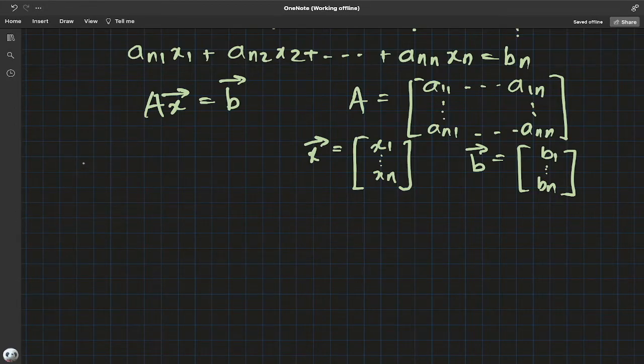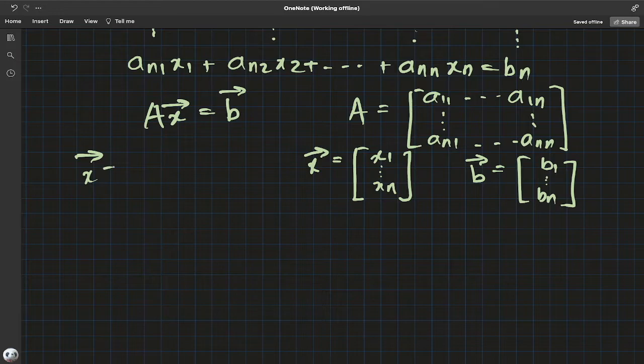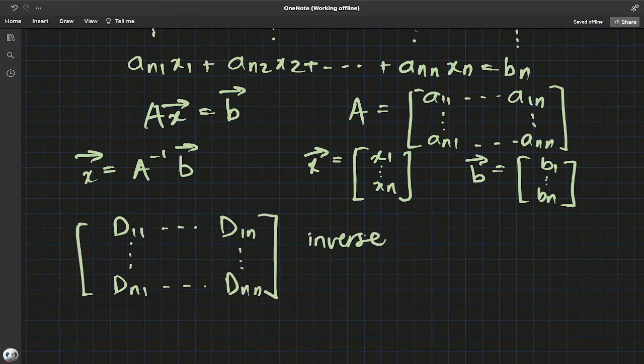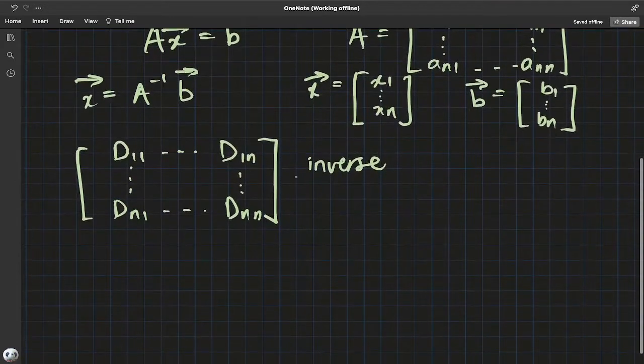And now how do you solve such a thing? Well, x is A inverse times b. So we define an inverse, and let me say the inverse matrix looks like this: d11. These are the elements of the inverse matrix. There's a formula for that to calculate the inverse.